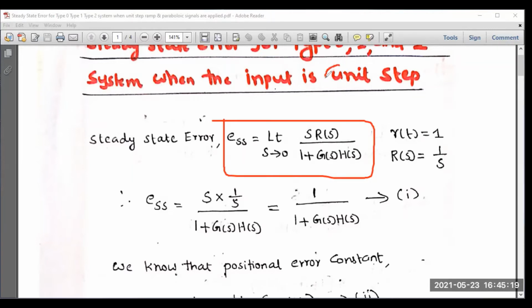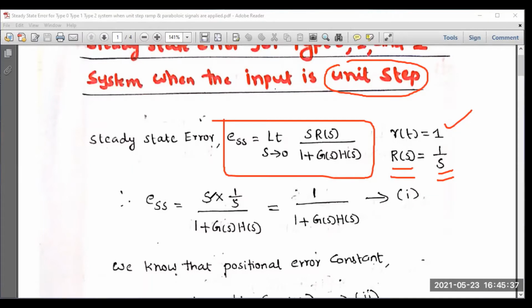Here, as I told you, I'll be considering unit step input. So r(t) will be 1. If I take the Laplace transform, that means L of r(t), that means R(s), that is equal to 1 by s. You have to recall the basics of Laplace transform. Now you can calculate the steady state error.